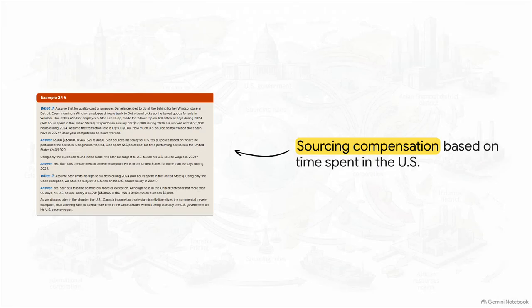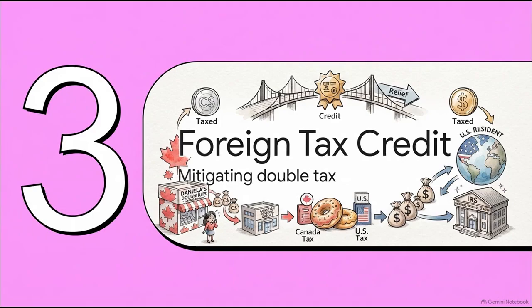Let's see how this all plays out for Stan, our Canadian delivery driver. The IRS sources his compensation strictly on a time basis. So if he spends 12.5% of his total working hours physically driving inside the U.S., then exactly 12.5% of his salary is U.S. source income. Now, there is a commercial traveler exception in the U.S. tax code, but because Stan is in the U.S. for more than 90 days, he completely fails it. His U.S. source wages are subject to U.S. tax.